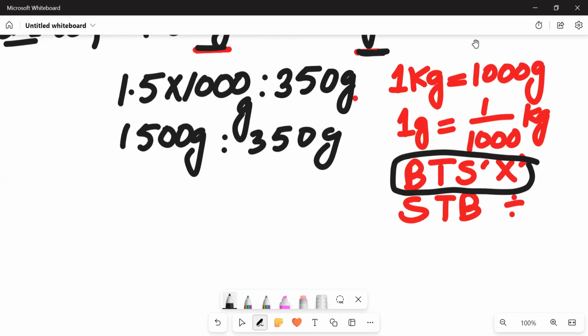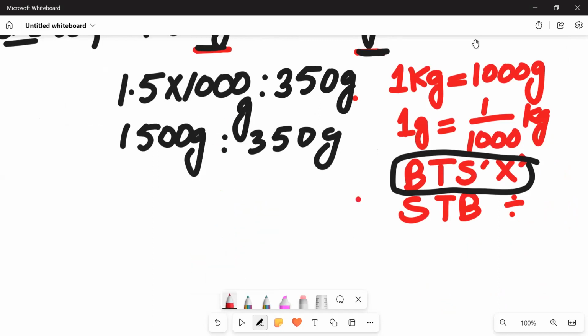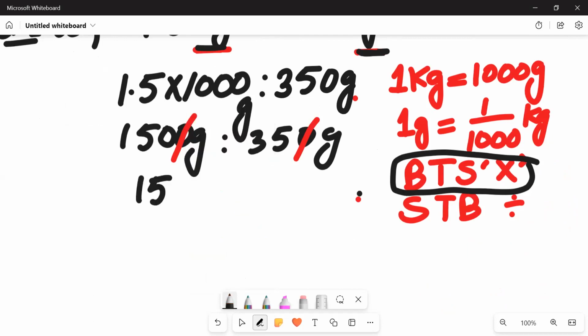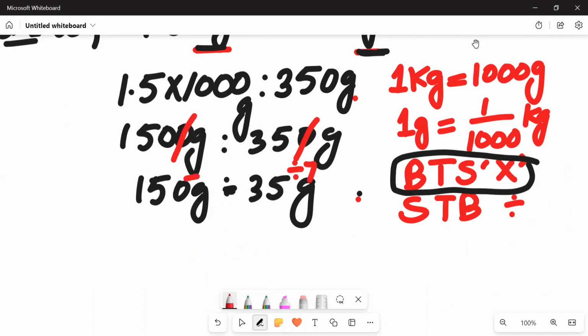Now we will simplify by dividing with the same number. So we will check first of all if there are the same zeros, so we can cancel them directly. So here we are cancelling this zero on both sides. So it will be 150 gram, and this will be 35 gram. Now can we divide both by 7? Yes, we can divide.